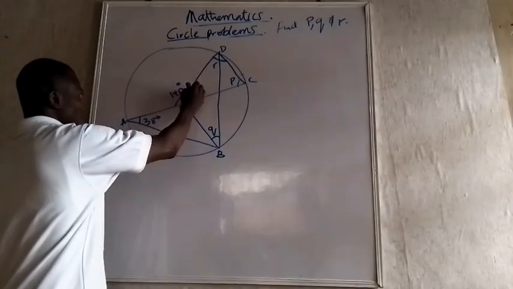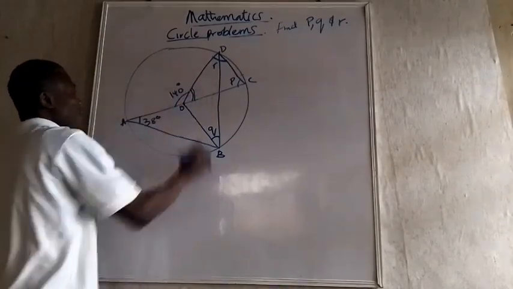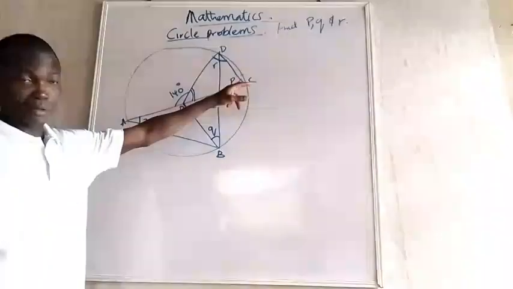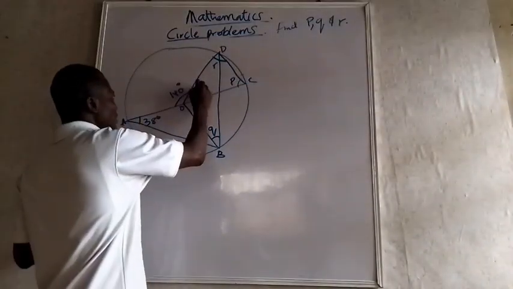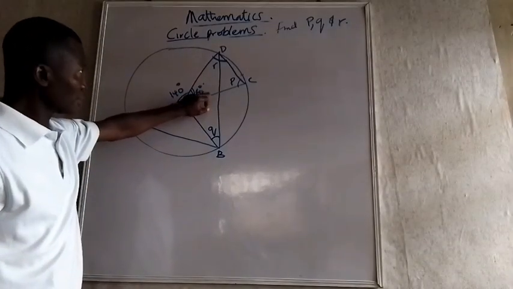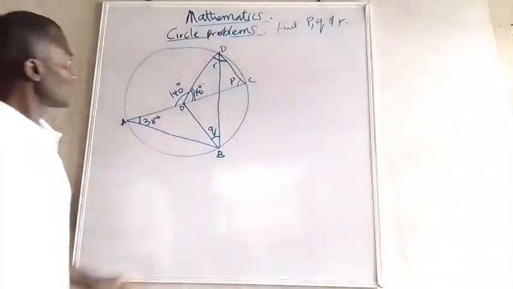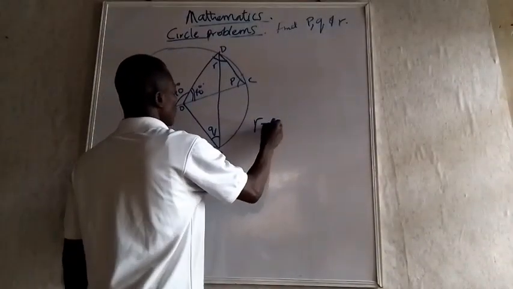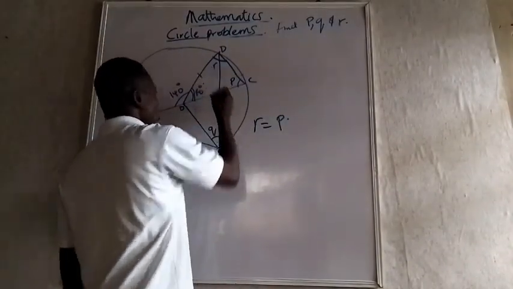From this place to this place will be 180 minus 140, and go on a straight line. This place will be 40 degrees. And if you look at this, this is radius, this is radius. So we're having an isosceles triangle here. So R equals to P. This place and this place are equal.